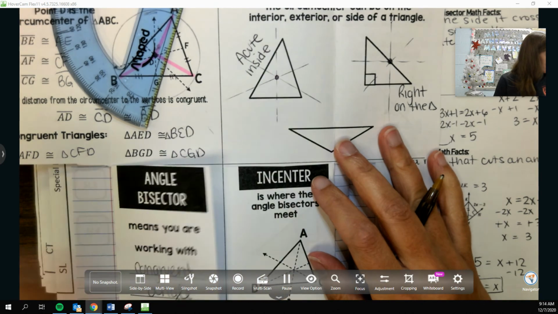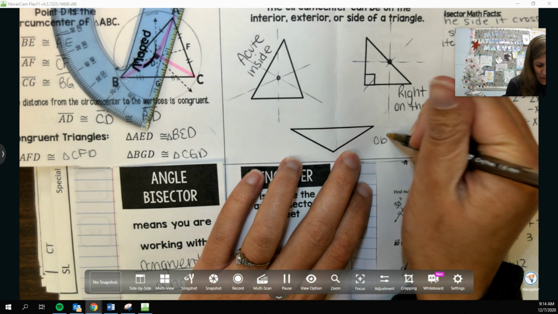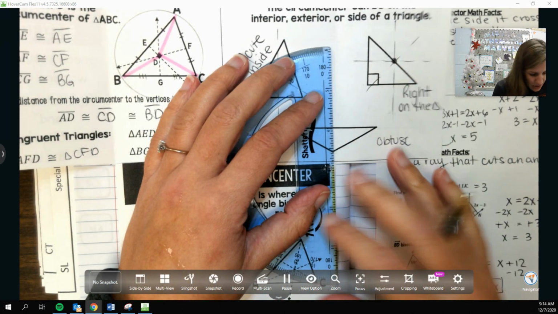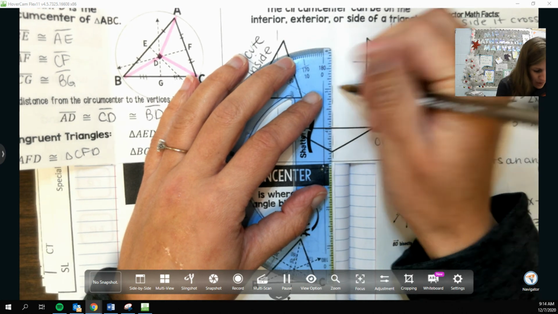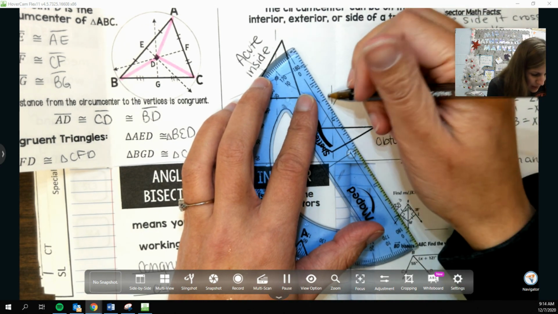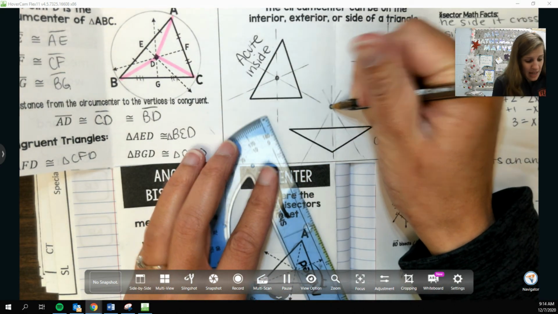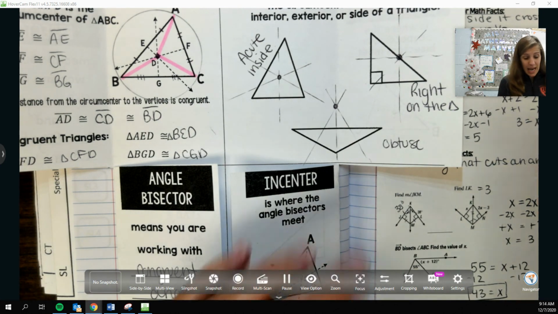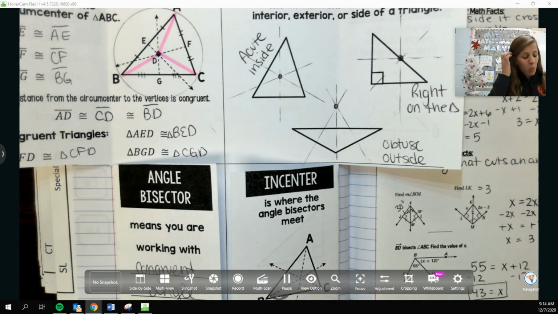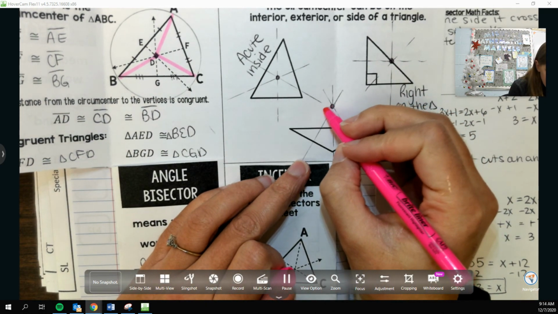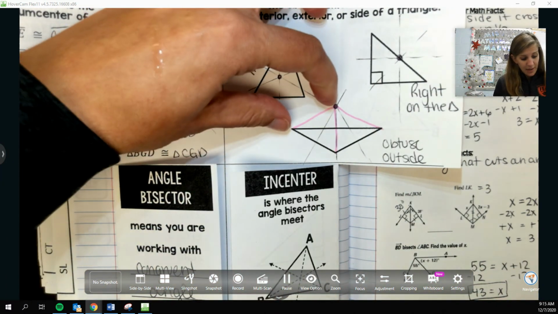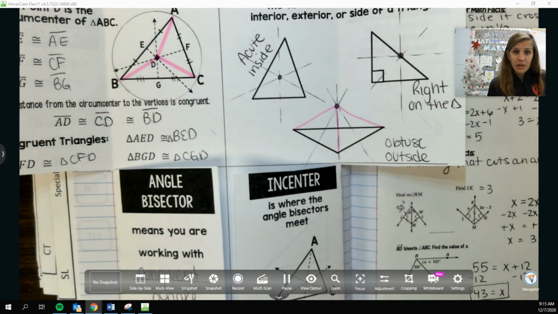It's so disgusting. And then lastly, when I have an obtuse triangle, if I construct all my perpendicular bisectors, what always happens is that your circumcenter ends up outside of the triangle, which is okay because, again, if I walk from the circumcenter to an angle, I'm always going to walk the same distance. And those are all the same. So, kind of cool.